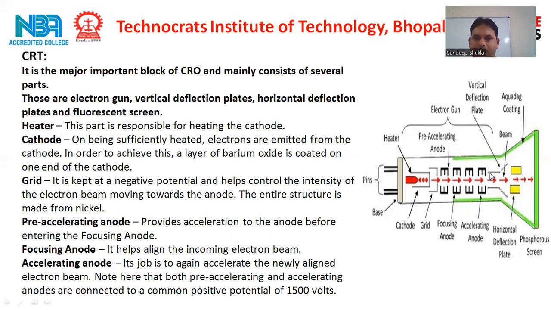Next one is the pre-accelerating anode. This anode provides acceleration to the electron beam before it enters the focusing anode. And the focusing anode helps align the incoming electron beam. The next one is the accelerating anode, which accelerates the newly aligned electron beam, and both the pre-accelerating and accelerating anodes are connected to a common potential.